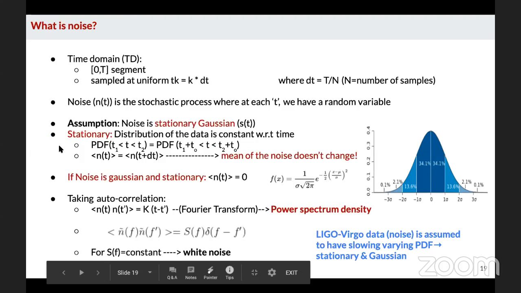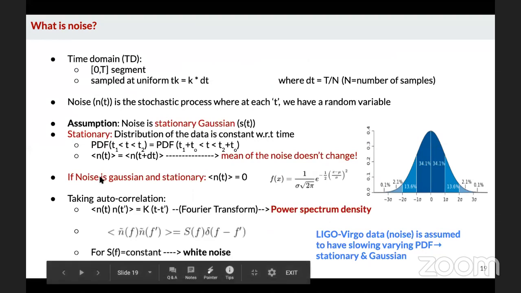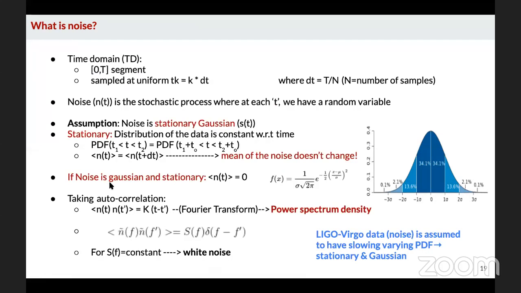So now if we assume that the noise is stationary Gaussian. Okay, now what do you mean by stationary Gaussian? Stationary means at any time t, the PDF, the probability density of the distribution, doesn't change over time. So what does this mean? That the mean of the noise doesn't change over time. This is a major assumption which goes into the statistics and in understanding how we detect gravitational wave sources.